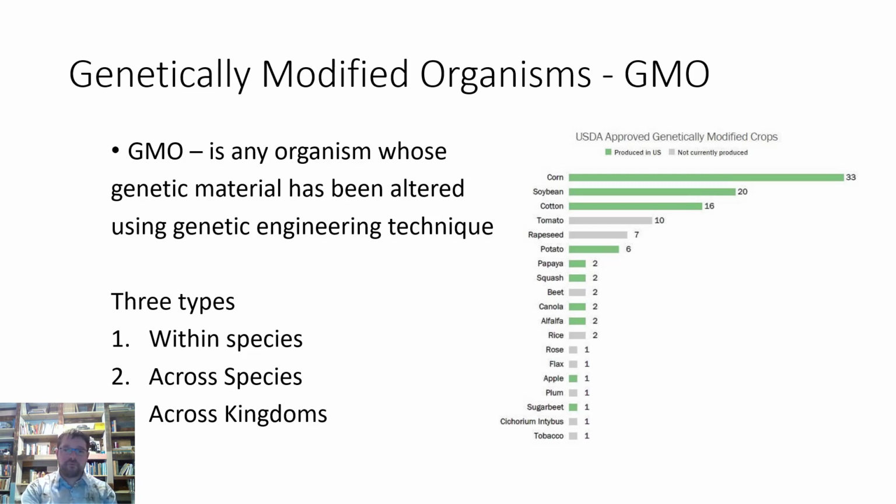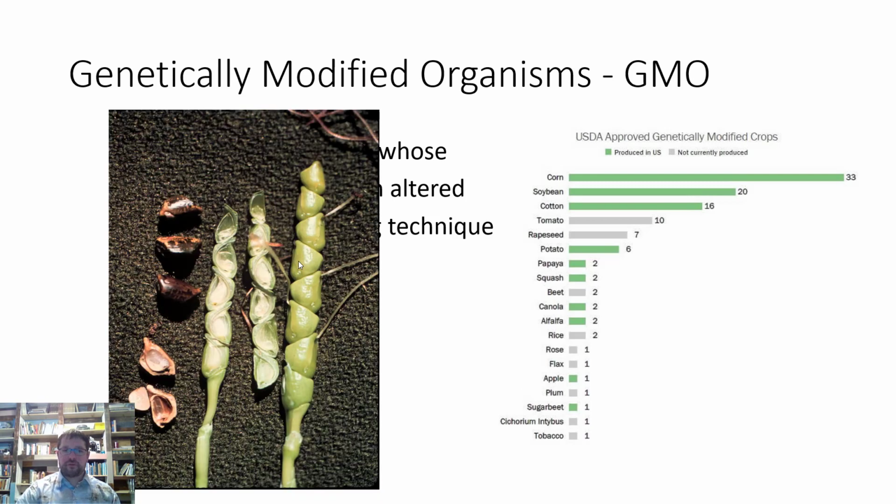A lot of people have issue with the across species, across kingdoms, but very few people know that even within a species, if you're selecting for a single trait, that's still a genetically modified organism. And so I want to just draw individuals' attention to that, because let's look at something like this. Most of you probably have no clue what this organism is.